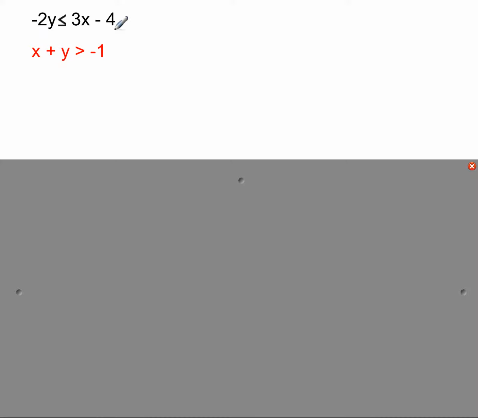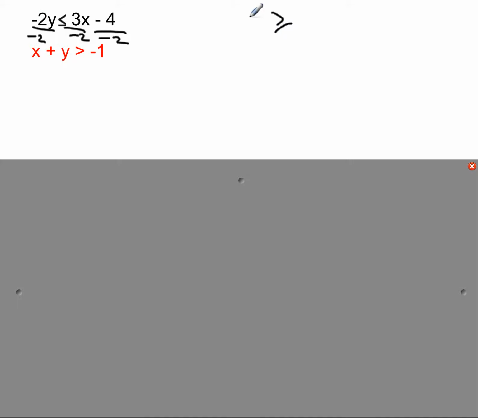I can't graph this one until I transform it into y equals form, or y is less than or equal to, or y is greater than or equal to form. Basically, y has to be by itself. So I'm going to need to divide by negative 2 all the way across. But hopefully a bell went off in your head, because when you divide by a negative number with an inequality, do you remember what happens? The sign turns. So the sign went from less than to greater than or equal to.